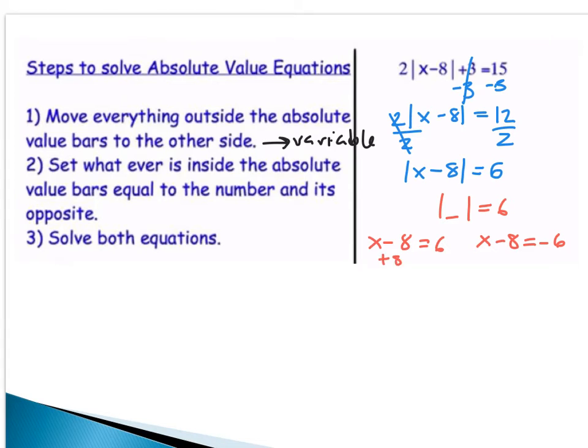So this one should be easy. We're going to add 8 to both sides. We're going to get x equals 14. Woohoo. And this one, add 8 to both sides as well, and you're going to get x equals 2.